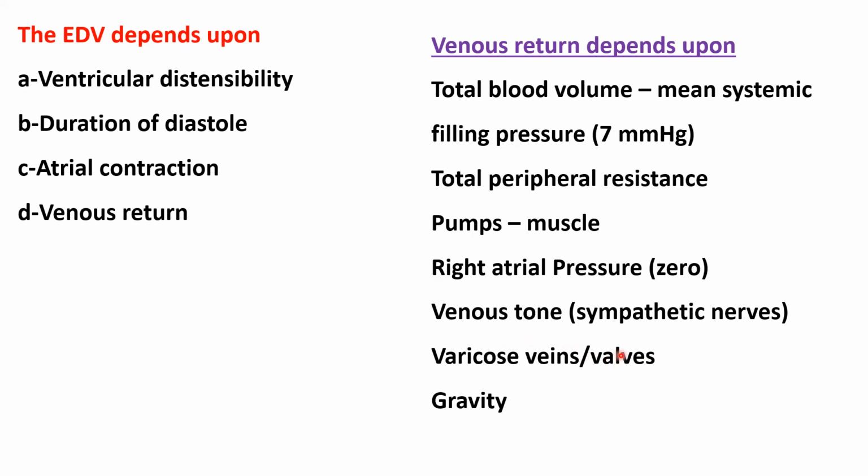But if the valves in the veins are unhealthy, they are going to let the blood fall down again due to gravity, and this is going to hinder the venous return. Gravity is one factor that is opposing the venous return, and that is all.